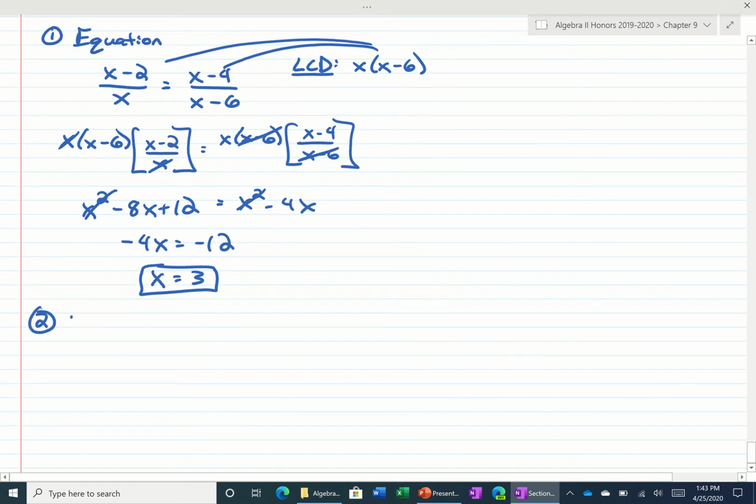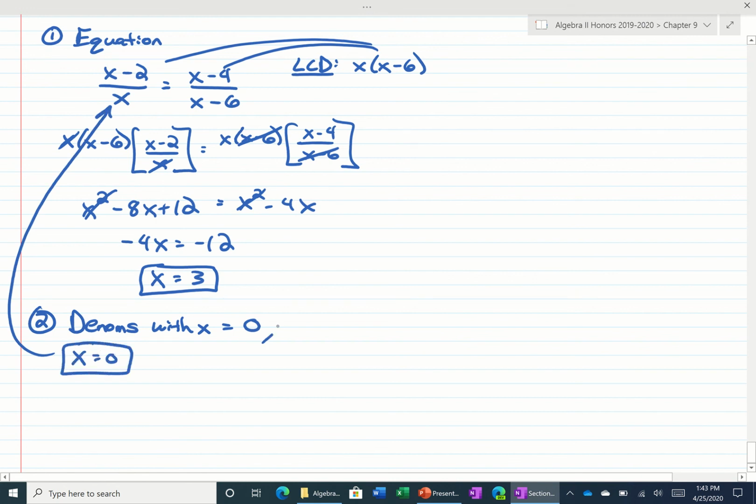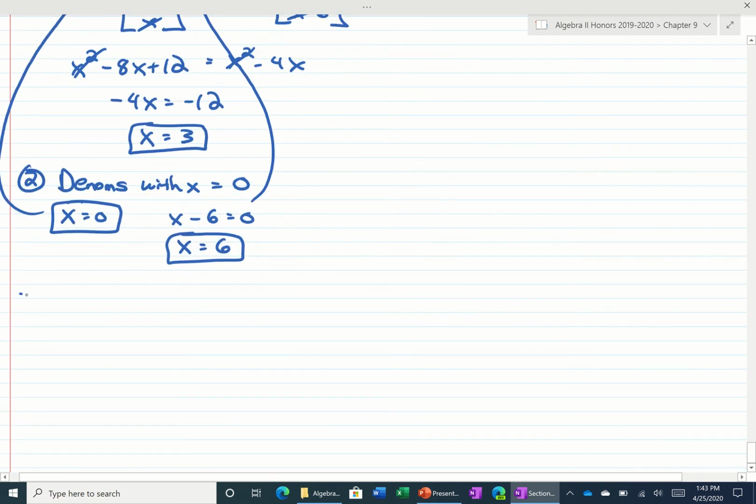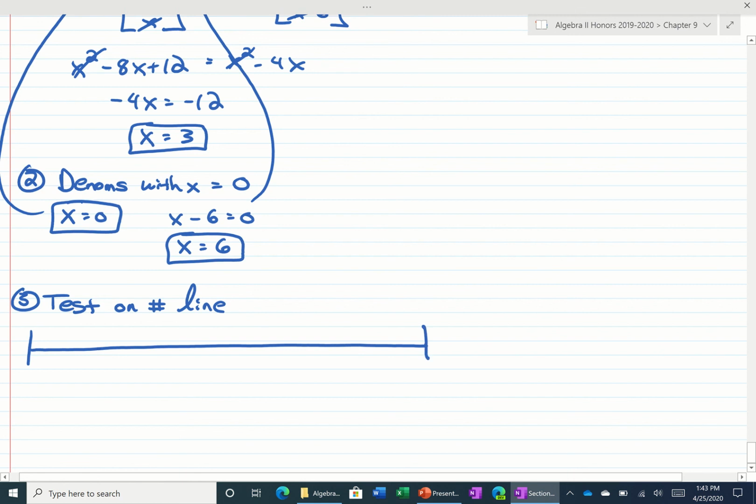Second step is we make our denominators equal to 0. So that means this one right here, x equals 0, is going to be another number. And that means this one right here, x minus 6, so x would be 6. So we have 3 numbers we're going to be using for step 3. Step 3 is we test on our number line. So we're going to be testing 0, 3, and 6.